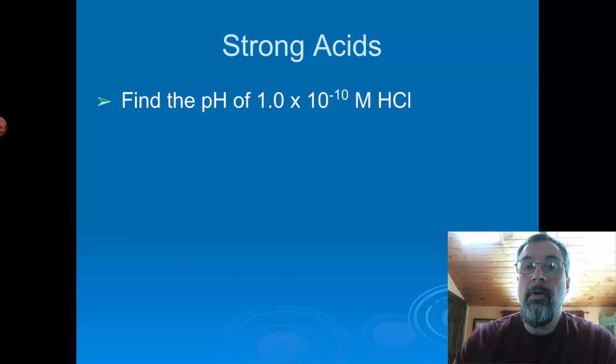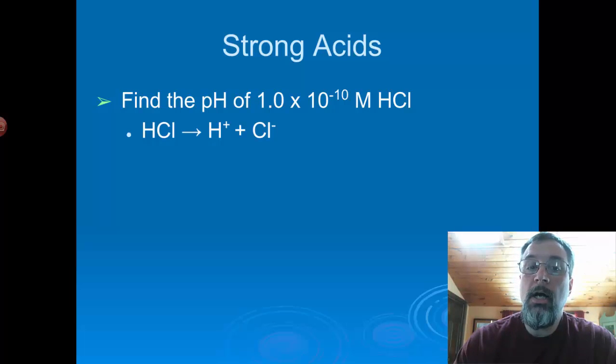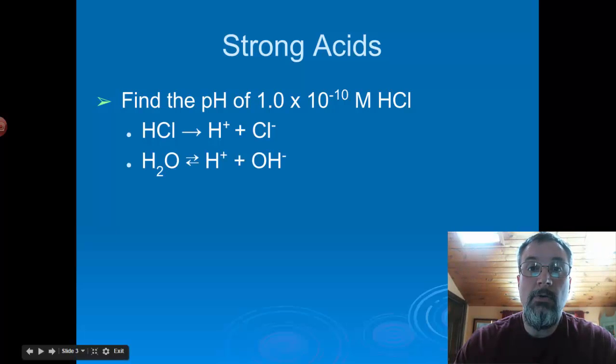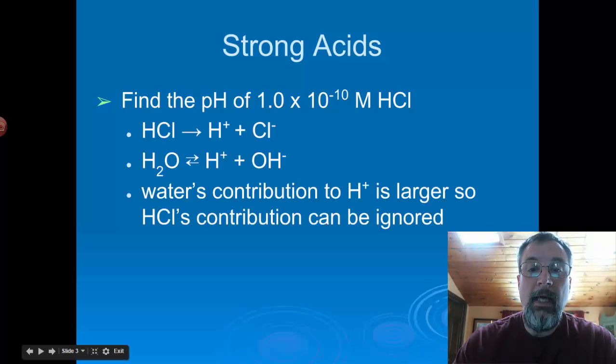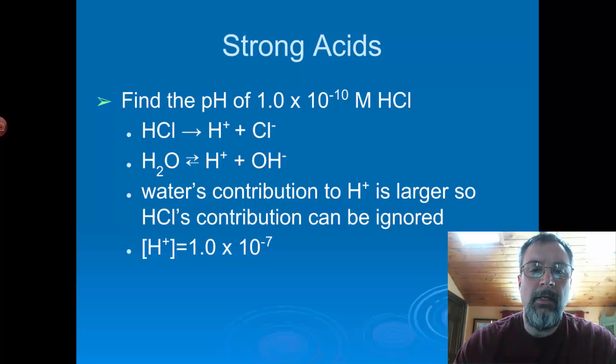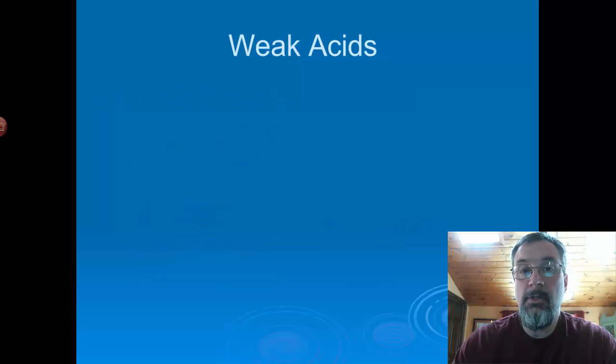All right, so what about this one? Find the pH of 1.0 times 10 to the minus 10th molar HCl. Very small concentration, right? HCl splits into H+ and Cl-, but the concentration of H+ is so small, it's actually less than water's concentration of H+, 1.0 times 10 to the minus 7th. So water's contribution to the hydrogen ion concentration is greater. So I can ignore the HCl, and it's just going to be the negative log of 1.0 times 10 to the minus 7th, which is 7.